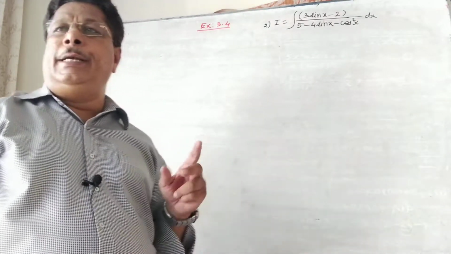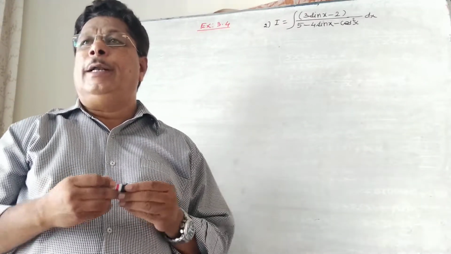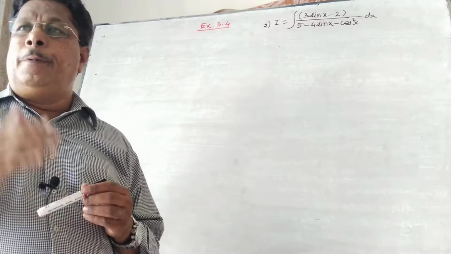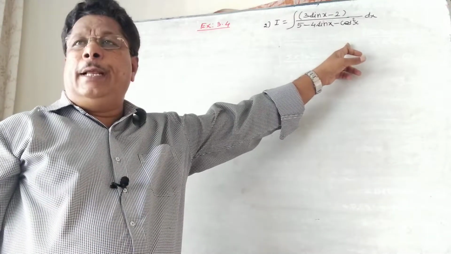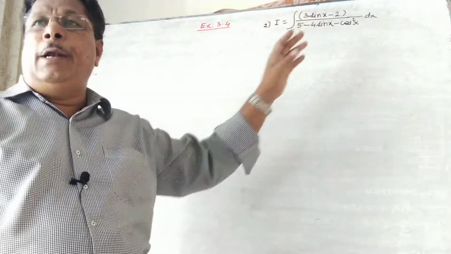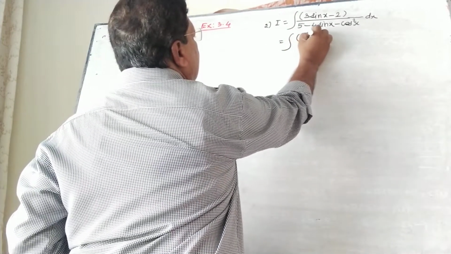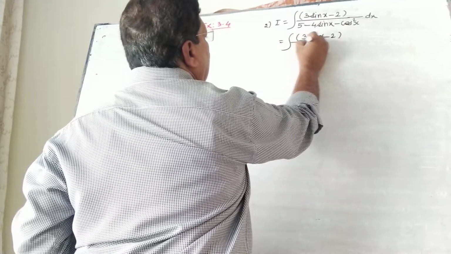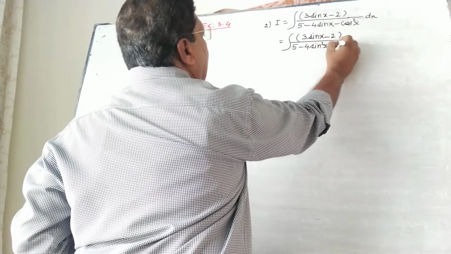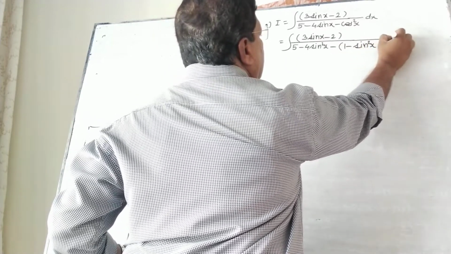Convert all the terms in terms of sin x. So use the first fundamental identity in the denominator. What is the first fundamental identity? Sin square x plus cos square x is equal to 1. From this identity, the value of cos square x is equal to 1 minus sin square x. So first of all, substitute the value of cos square x. So this integral becomes (3 sin x minus 2) upon (5 minus 4 sin x minus cos square x), and cos square x is 1 minus sin square x, dx.